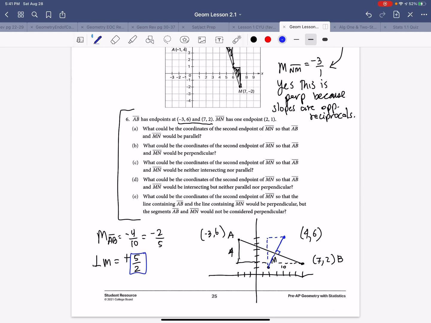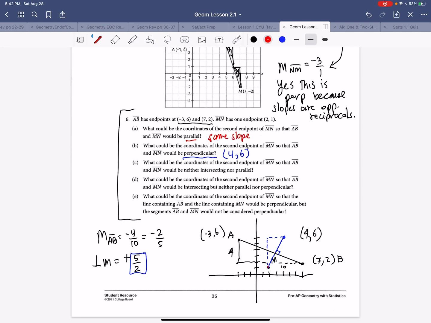And there could be multiple. This line goes on forever, so I could put a dot anywhere on here. I just decided to pick the first dot I'd come to if I went up 5 over 2. But do you notice I actually messed something up? I got perpendicular. So my coordinate for perpendicular is 4, 6. I answered part B. What if it were parallel? Okay, if it was parallel, it would have the same slope. So parallel has the same slope.